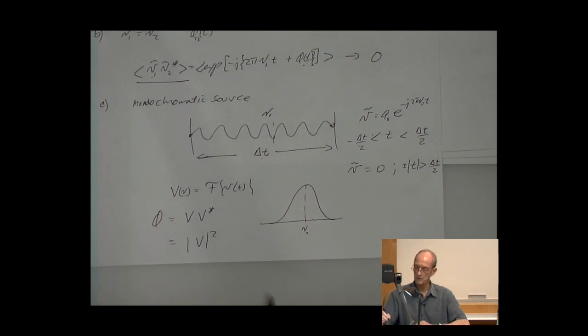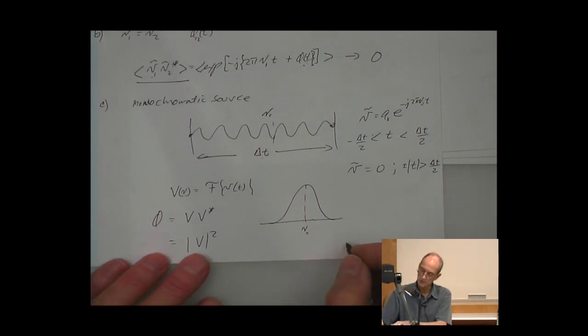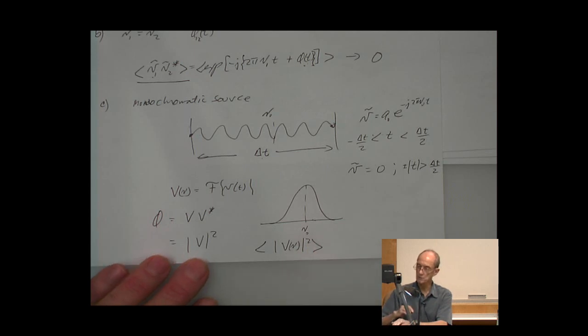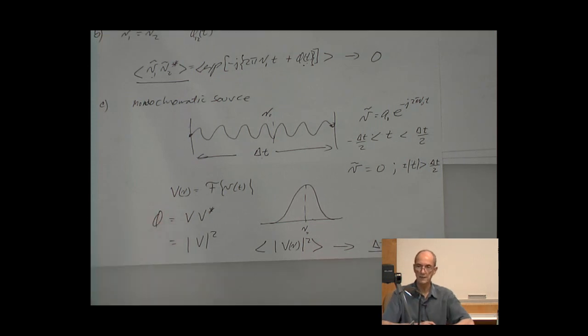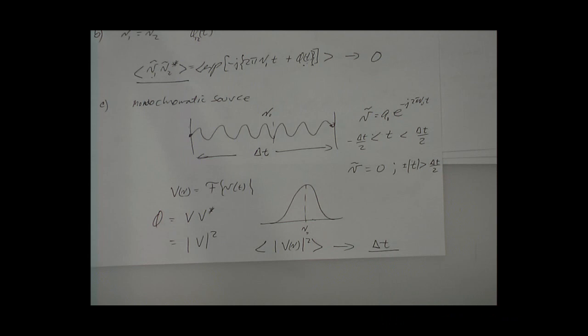Okay, so we'll do the same thing again. I'll finish this next time, but we'll then take the time average of this V of nu squared, and we can relate that to the coherence time for that particular source, which is a pulse source this time.